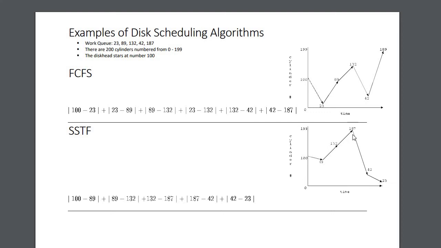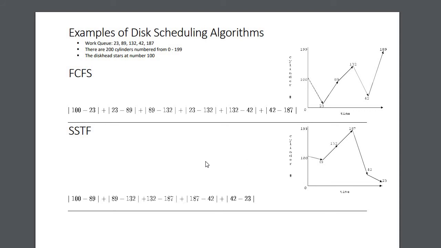Here you can see that 187 and 42 are very far apart, but when we reach 187, we have already consumed 132 and 89, so these are not in the queue. When we are standing at 187, the only two remaining cylinders are 42 and 23. If we take the difference of 42 from 187 or 23 from 187, the shortest one is the 42 cylinder. So we jump from 187 to 42, and then 42 to 23. So this scheme is basically shortest seek time first.